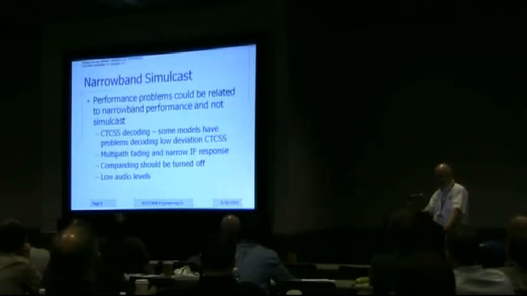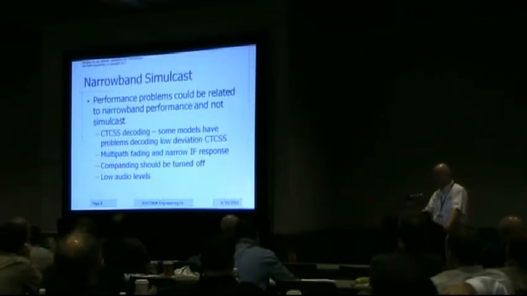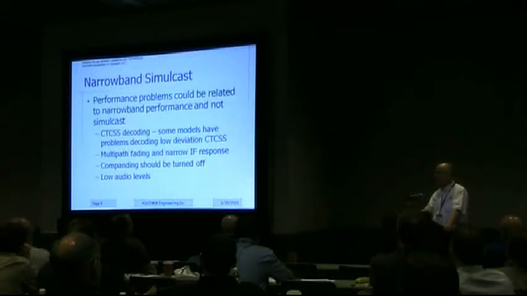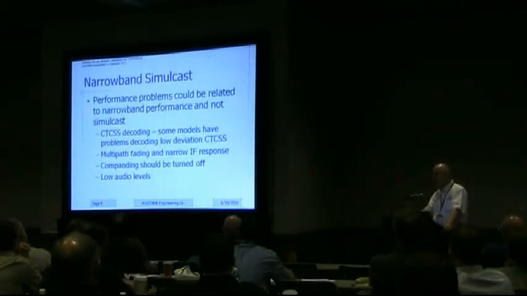Okay, a couple of things, again, that are not just simulcast related, but also narrowband. CTCSS decoding: we've run into some problems with some models that have a problem decoding low deviation CTCSS. For every 100 hertz of CTCSS deviation you have, you're taking that 100 hertz away from voice audio. So you want to balance the minimum CTCSS level for reliable decoding with trying to retain as much voice audio, because that's what the user hears. And we found that some brands require 100 or 150 hertz more CTCSS deviation. So you have to watch that.